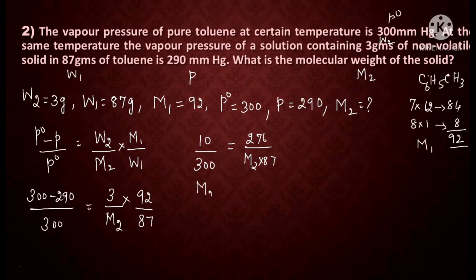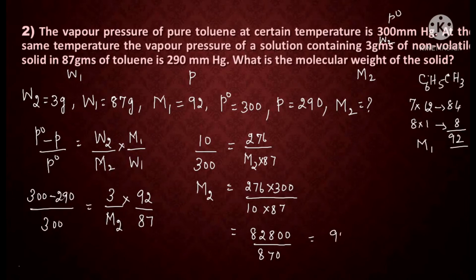So we shall bring M2 this side. So 276 into 300 divided by 10 into 87. Okay, so the value is 8200 divided by 870. So the answer is 95.17. What's the unit for the molecular mass? It's gram per mole. Okay, so I hope you might have understood. We shall see the next problem.